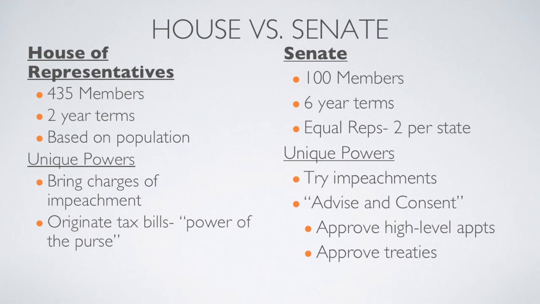But you also have the Senate, known as the upper house. The House of Representatives, the congressmen, are the lower house. There's more of them. The senators are more prestigious because there's fewer of them. 100 members, 6-year terms, so it's a longer election cycle. Equal representation, 2 per state. So each state is represented equally within the Senate. Their unique power is they get to actually try the impeachments.